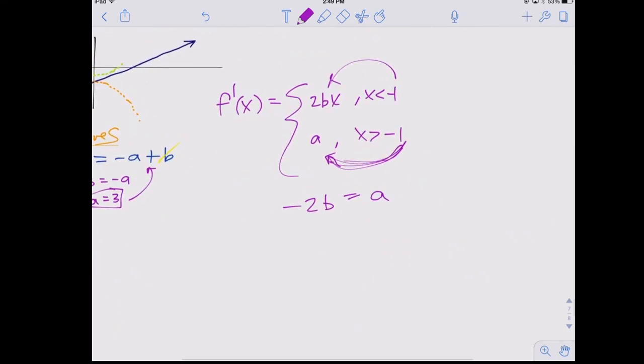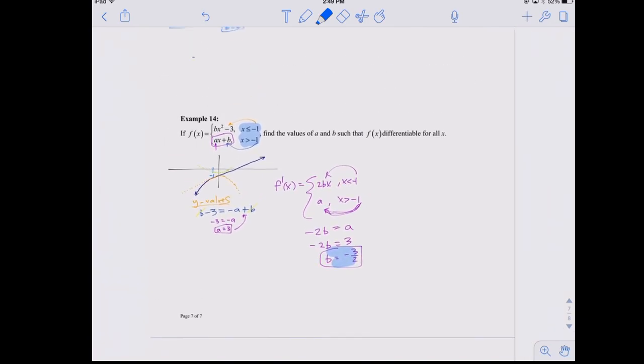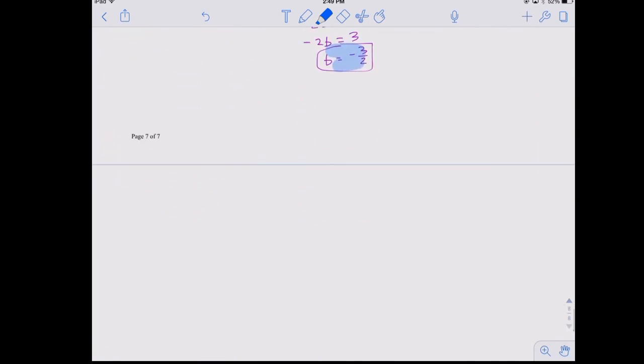And now since we already know what a is, we can plug in. So -2b has to equal 3, which means b has to equal -3/2. And as we anticipated from the onset, b is a negative number, which forces my parabola to open downward and gives the line a negative y-intercept. And a is the slope of the line, which is +3. There you go. Kind of fun. So that'll be a multiple choice question on your test.